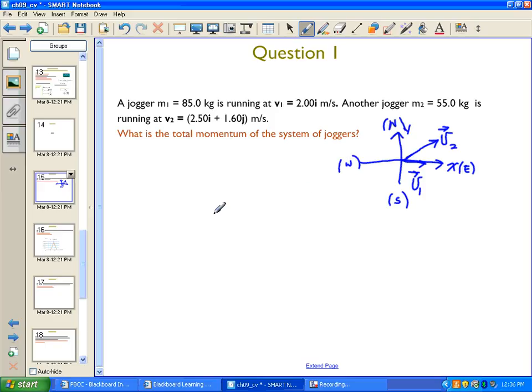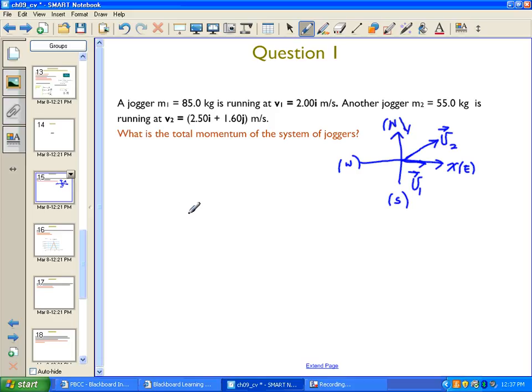All right. Well, we are asked to determine the total momentum of this system of joggers. So in other words, here the two joggers make up a system, and we're seeking to determine the momentum of this system. Now notice that we are very specific here about directions, the I-hat, the J-hat, and if we had the third dimension, the K-hat.